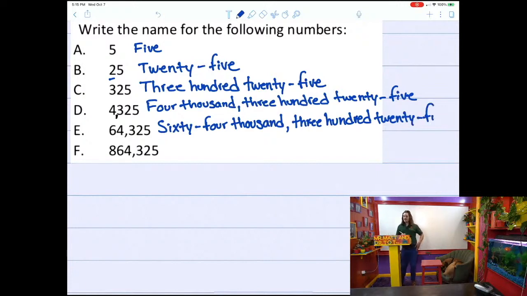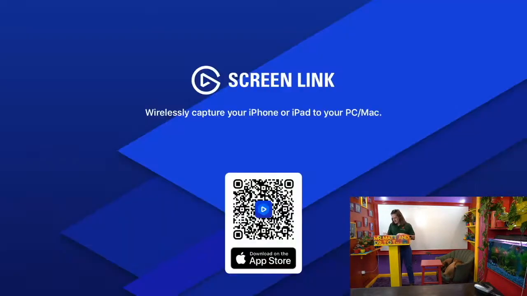And for F, now we have 864,325. Still, we haven't surpassed that second set of 3 zeros. So we're just going to describe this as 800-64,000, but after the 60, you need a dash.